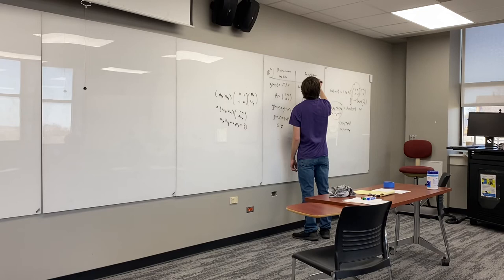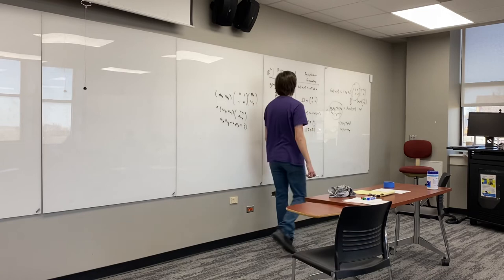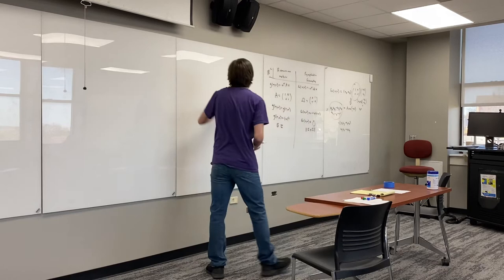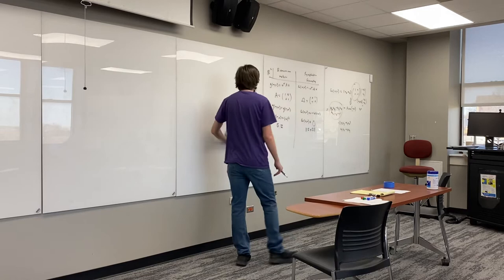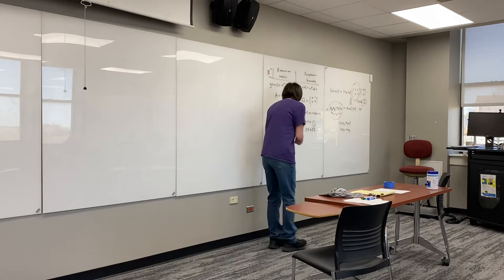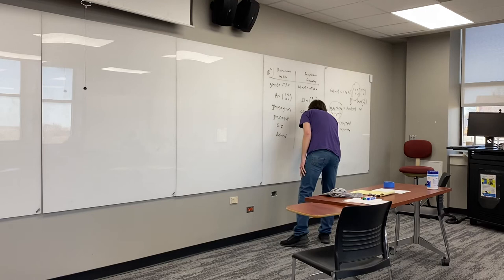So this is symplectic geometry. So, two ways of defining structure on the set. This one talks about distance squared, or the distance squared. This one talks about area. Okay.